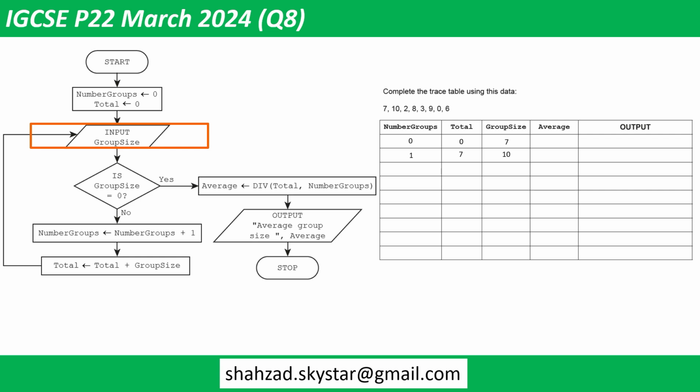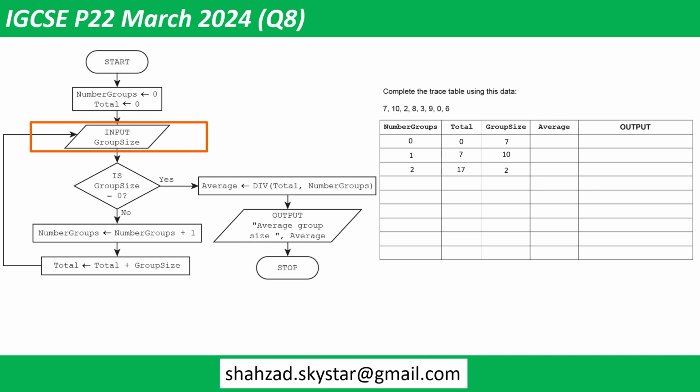Then it will move to the next input, and the next input given is 10, and then it will move to the condition. It will check whether 10 is equal to 0. No. In case of no, it will move to number of groups plus 1, and it will become 2. Then it will calculate the total: total plus group size, and the value of total is 7 plus 10. That will become 17, and the next input group size is 2.